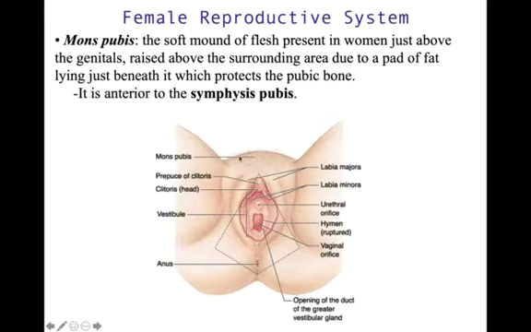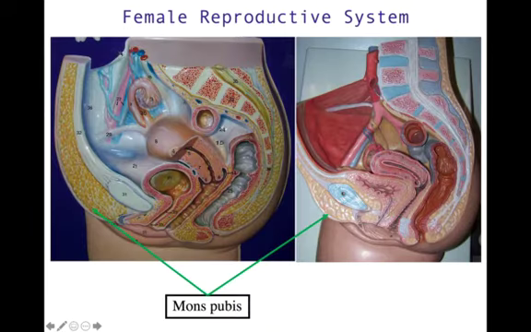Starting off with that mound of fatty tissue right in front of the pubic symphysis. It has coarse pubic hairs on it. We call this the mons pubis. So here on the female reproductive system model, here's where your pubic symphysis would be in 31. Well, that mound of fatty tissue right here, we call this the mons pubis here.